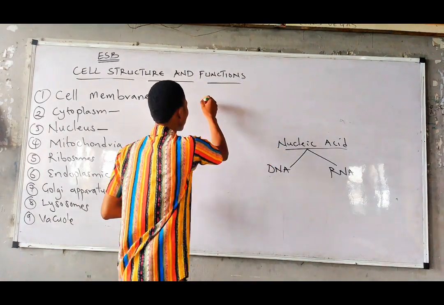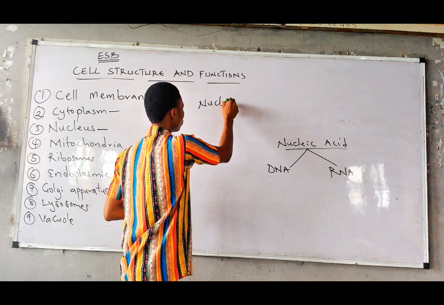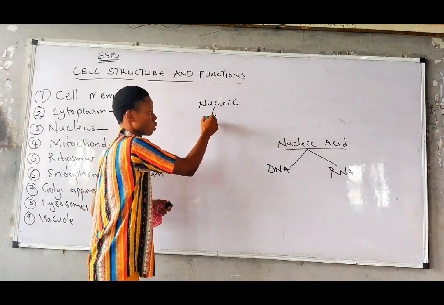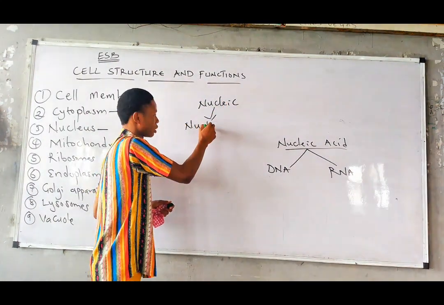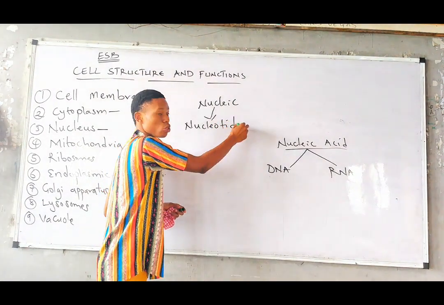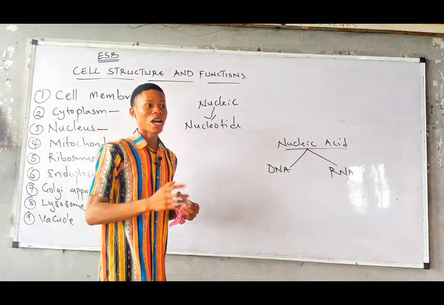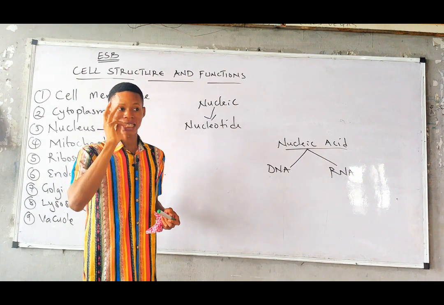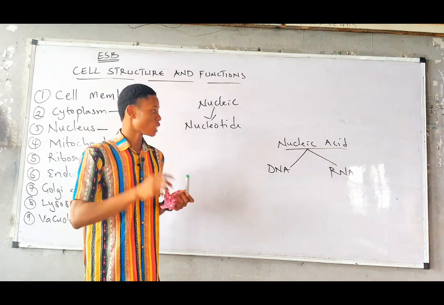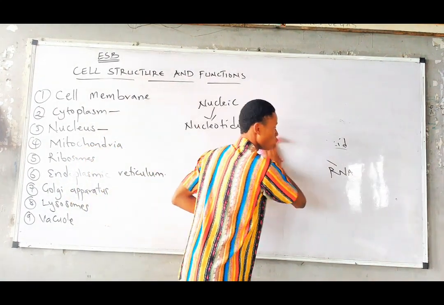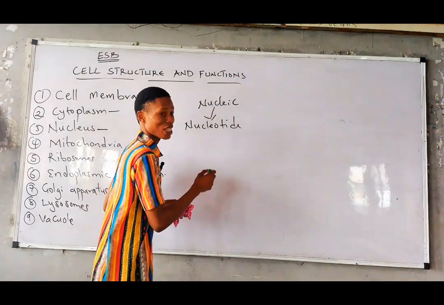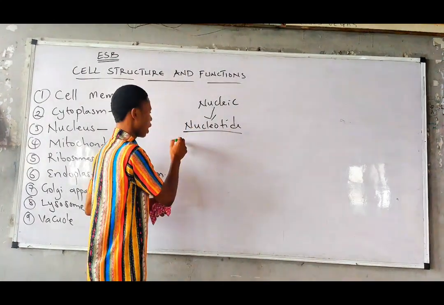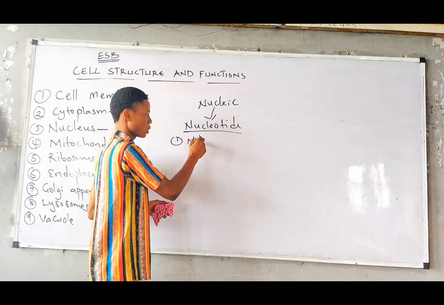So the nucleic acid here, we said the building block is what? Nucleotide. Nucleotide is the building block of nucleic acid. And this nucleotide contains three things. If these three things are not there, then it is not a nucleotide. The three things that must be found in a nucleotide are: number one, nitrogenous base.